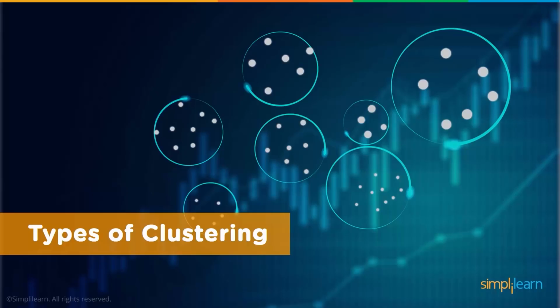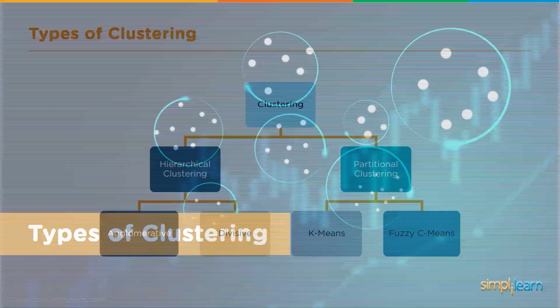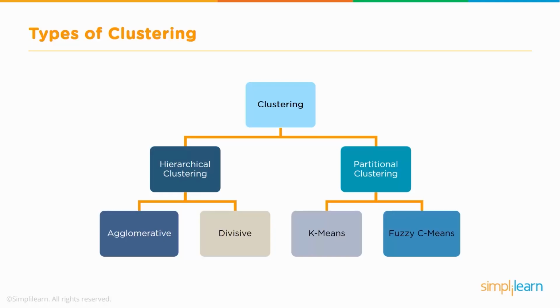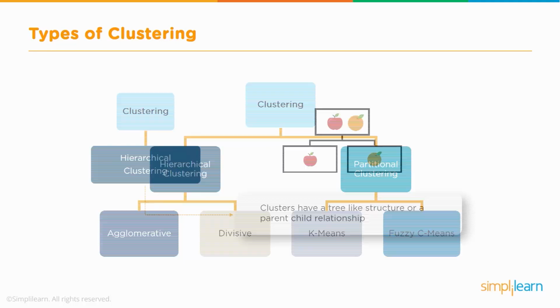So let's begin. First of all, what are the types of clustering? There are two primary categories of clustering, hierarchical clustering and partitioning clustering. Each of these categories is further subdivided into agglomerative and divisive clustering, and k-means and fuzzy c-means clustering. So let's take a quick look at each of these types of clustering.